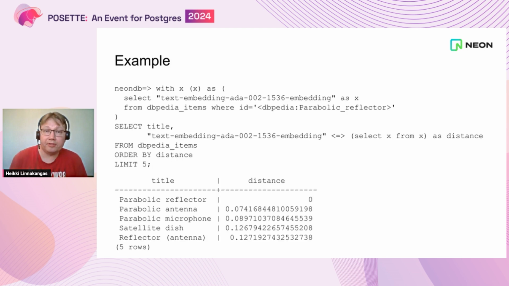For example, here's an example query where I use DBpedia, which is like a Wikipedia articles database. This is a common example used in a lot of blog posts about pgvector, so I use the same one. If you're looking for all of the articles that are similar to parabolic reflector, you might run a query like this, and you might get results like that. And you can see the order by distance there and the limit.